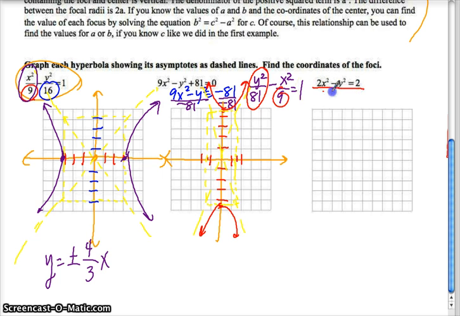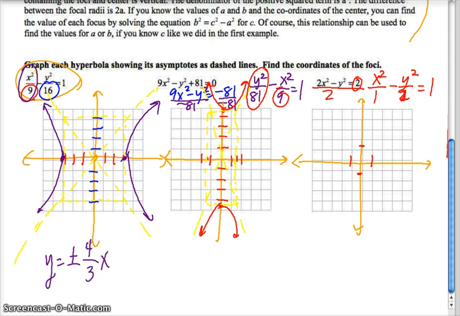Next one, we're going to divide everything by 2 because we have to have a 1 on the right-hand side. So we get x squared divided by 1 minus y squared divided by 2 equals 1. I'm going to draw my x and y axes. A little off there, that's okay. For my x, I go right and left 1. For my y, I go up and down square root of 2. So you're approximating. Do the square root of 2 in your calculator and then approximate that on your graph.